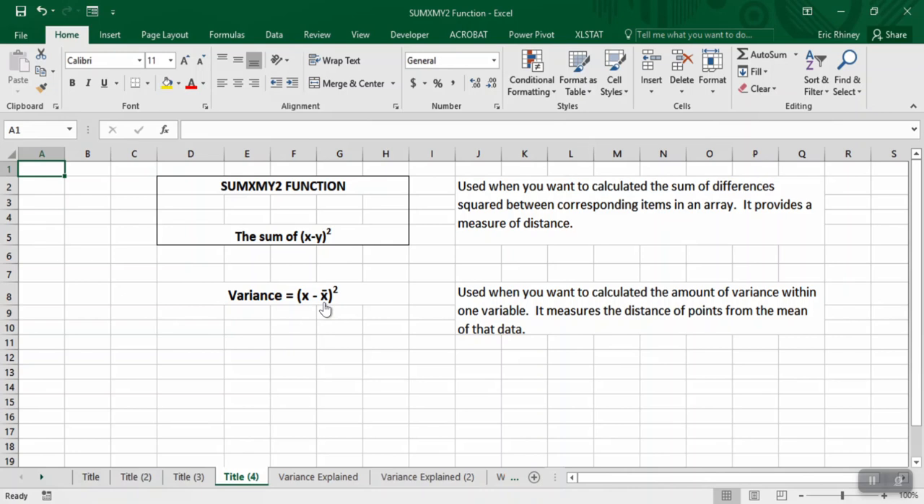We have all of these different numbers, and the mean represents that middle point, but all of those different x values are numbers that are not the mean. They're different from the mean. So the variance is a measure of how much variation there is in the data from the mean. The SUMXMY2 is a measure of two sets of data and how far apart they are from each other.